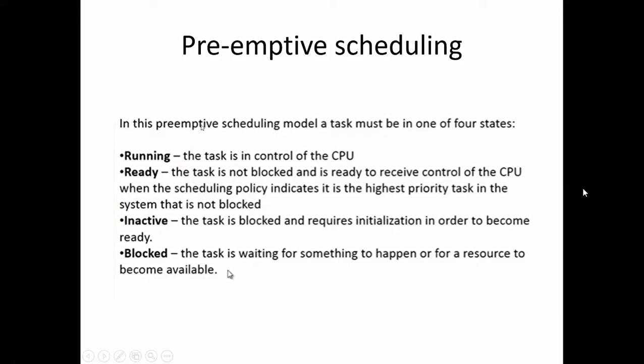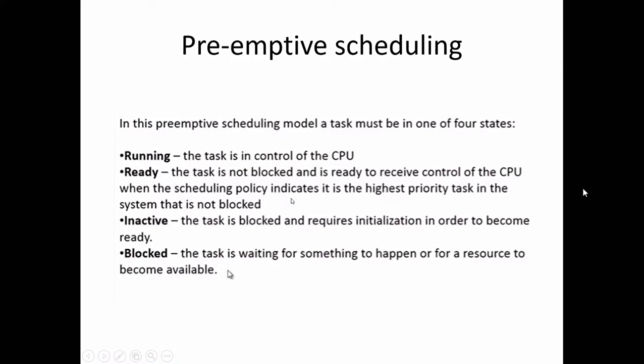Now, there are 4 states in preemptive scheduling, which is also very simple, like last time: running, ready, inactive, blocked. Inactive might be a new one, but running, ready, blocked we have seen already, right? Running, we know this, when a task takes the control. Ready, the task is not blocked and is ready to receive control, and in ready you also have all the resources.